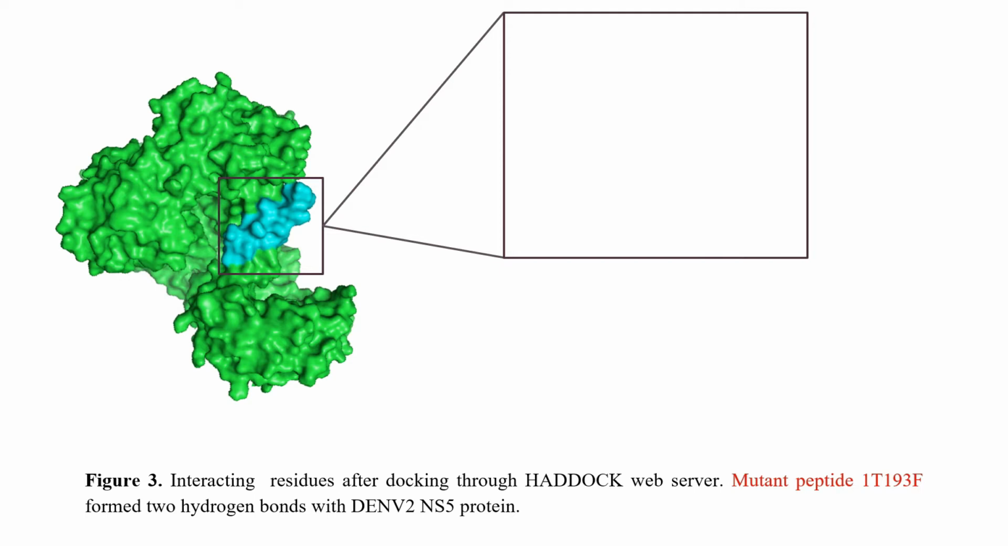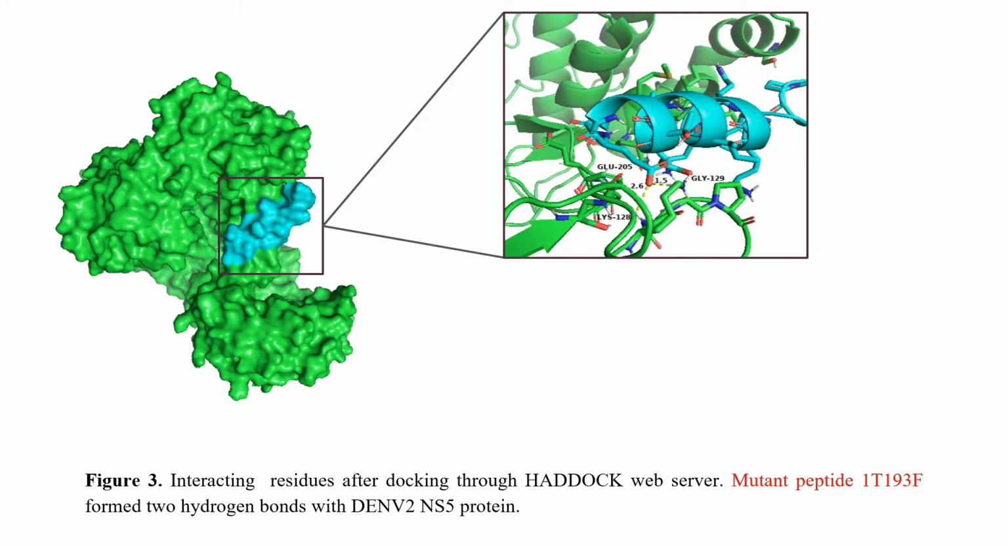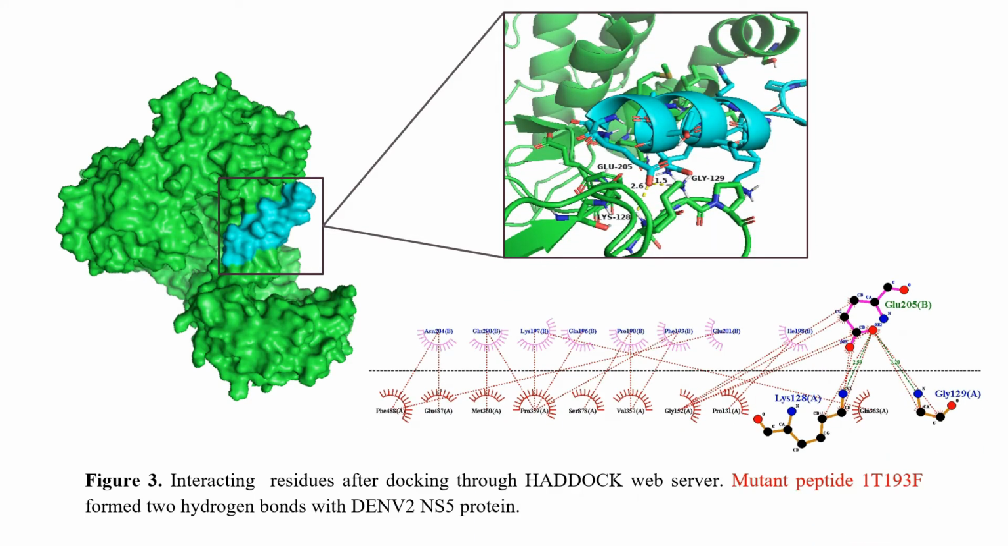It was observed that the peptide formed 2 hydrogen bonds and 23 hydrophobic bonds with the viral protein. The mutant peptide derived from the STAT2 CCT domain was seen to interact with both domains of the NS5 protein, crucial for RNA capping and viral replication.